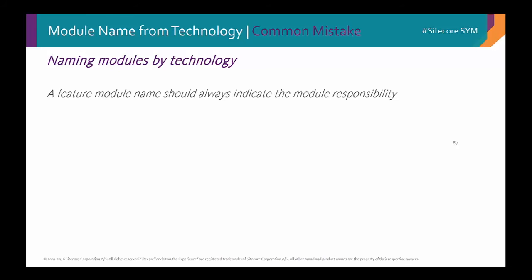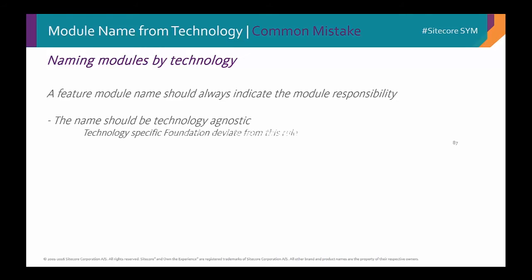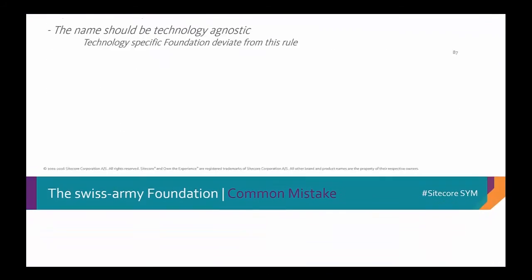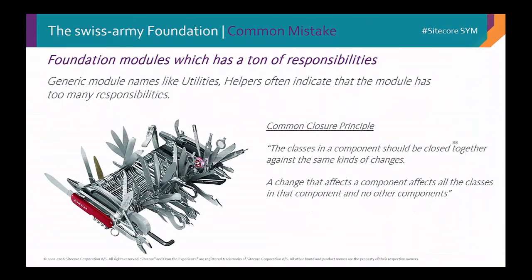Of course, on the foundation layer, modules can be named more by technology if they are tightly related to a specific technology. So yeah, the name should be technology agnostic, and foundation modules can deviate from this rule. Another common mistake is the Swiss Army Foundation.